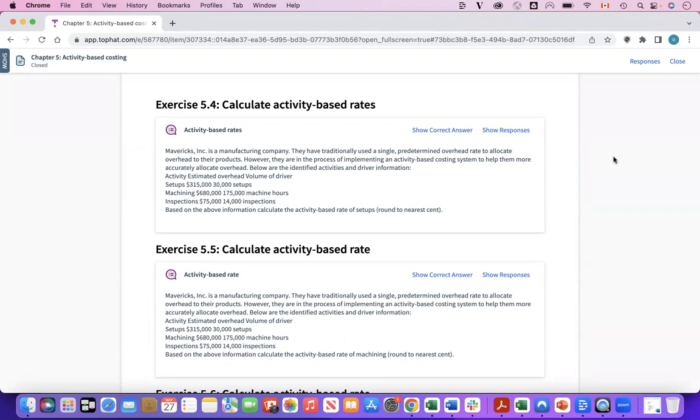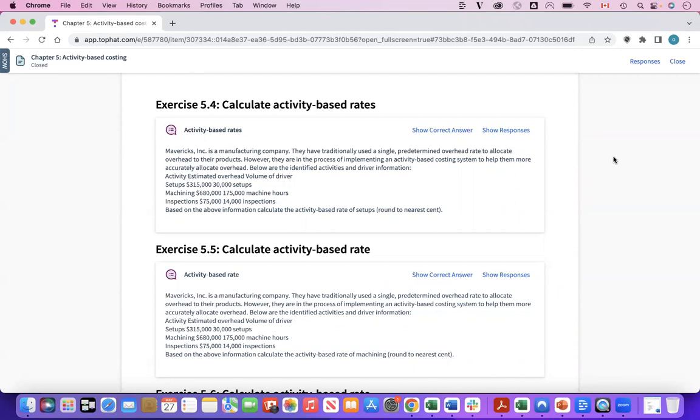Hopefully, if we've done the activity-based study properly and we've picked the right drivers, it should lead to a more accurate allocation of overhead as opposed to using a single predetermined overhead rate, which allocates all overhead using just a singular rate, which might muddy the waters a bit, might confuse and lead to inaccurate allocation of overhead. So let's take a look at how we actually apply this quantitatively.